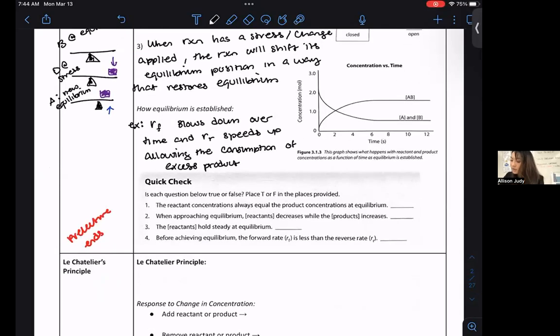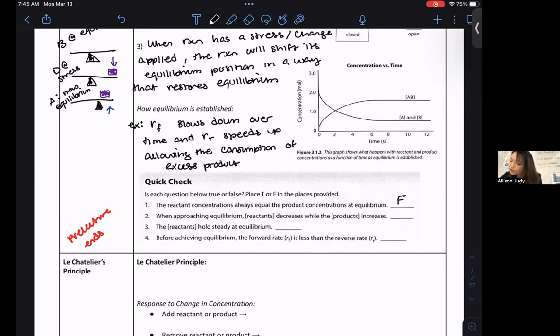So go ahead and do the following checking questions, pause me, and then I'll reveal the answers. All right, so hopefully you took a moment to check. The first one is false. The reactant concentration always equals the product concentration at equilibrium. No, all we care about is that they stay constant, not that they are necessarily equal to one another. Because remember, stoichiometrically speaking, it might be totally different.